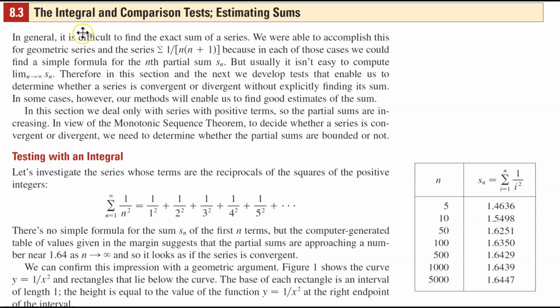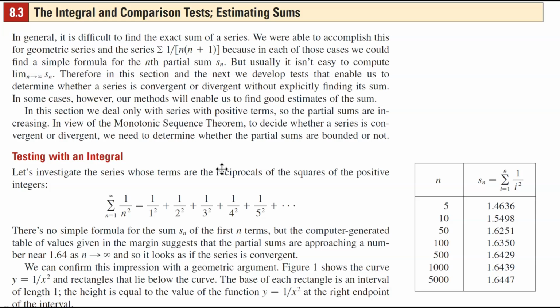And Section 8.3, the integral and comparison tests, estimating sums. In general, it is difficult to find the exact sum of a series. We were able to accomplish this for geometric series and the series 1 over n times n plus 1, because in each of those cases we could find a simple formula for the nth partial sum.